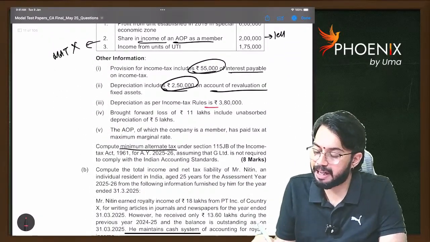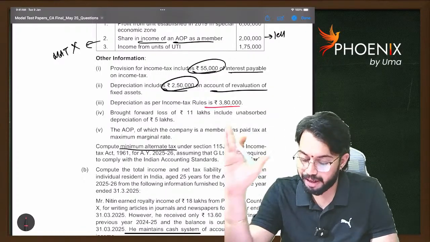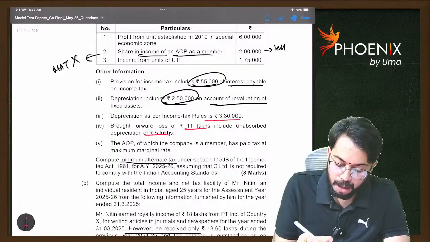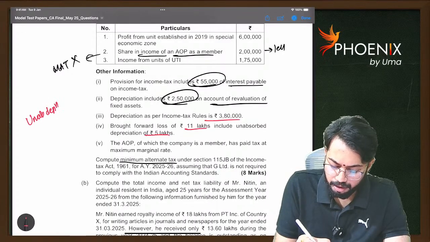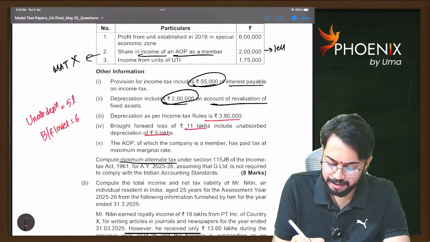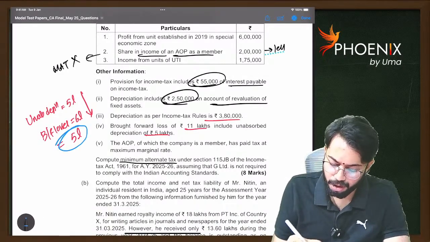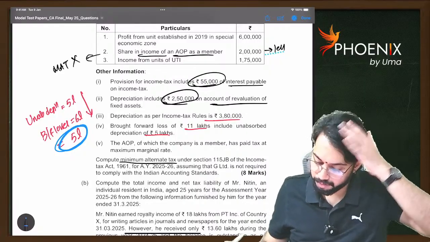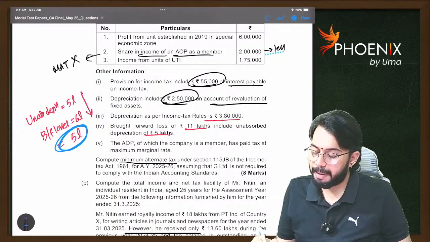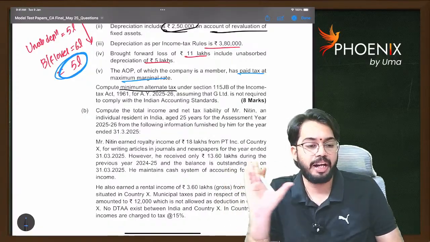Next, depreciation as per income tax rules. See, while calculating book profit, depreciation as per income tax is irrelevant. That is not required. Brought forward loss of 11 lakh includes unabsorbed depreciation 5 lakhs. So, unabsorbed depreciation 5 lakh. Brought forward losses 6 lakhs. Out of these two, whichever is lower, you will consider 5 lakhs. Okay. So you will reduce 5 lakhs while calculating book profits. AOP of which company is a member has paid taxes at MMR, maximum marginal rate. That's why share of income from AOP is to be reduced.